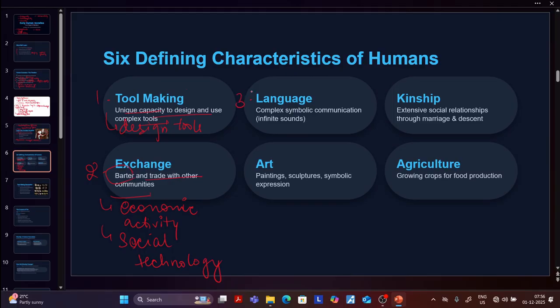Third, we have language, complex symbolic communication, infinite meaningful sounds. This is unique to humans. Other animals communicate, bird song, whale calls, chimpanzee vocalizations, but they cannot create new meaningful sounds indefinitely. Humans can. A child can learn any language given exposure. Languages can generate infinite meaningful utterances from finite elements. Language is the technology of meaning making.